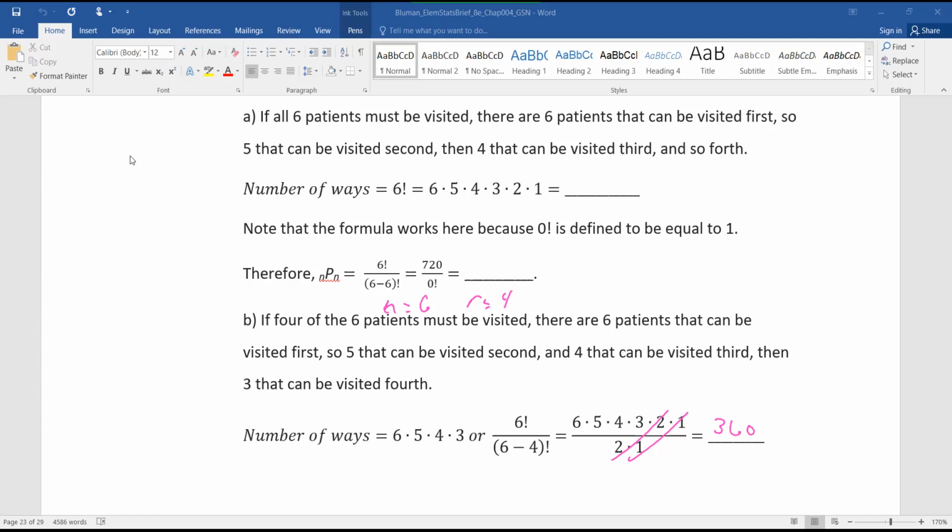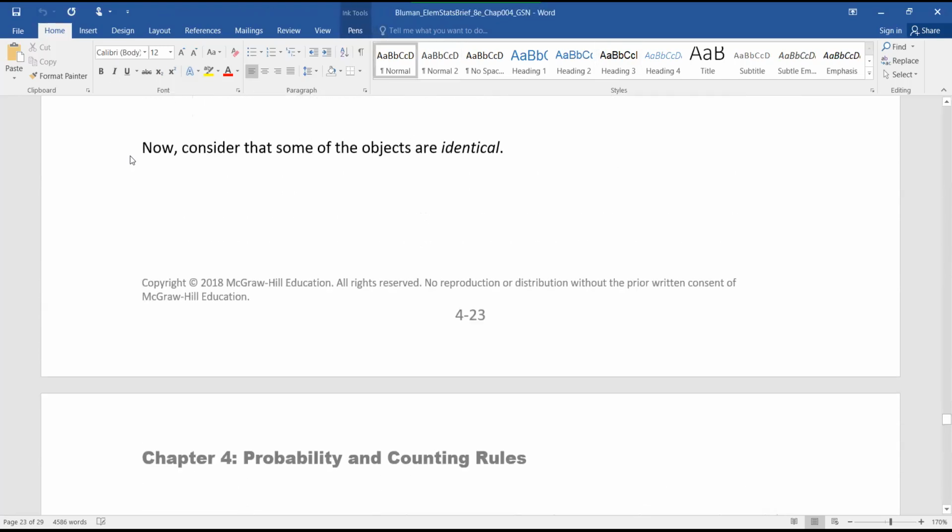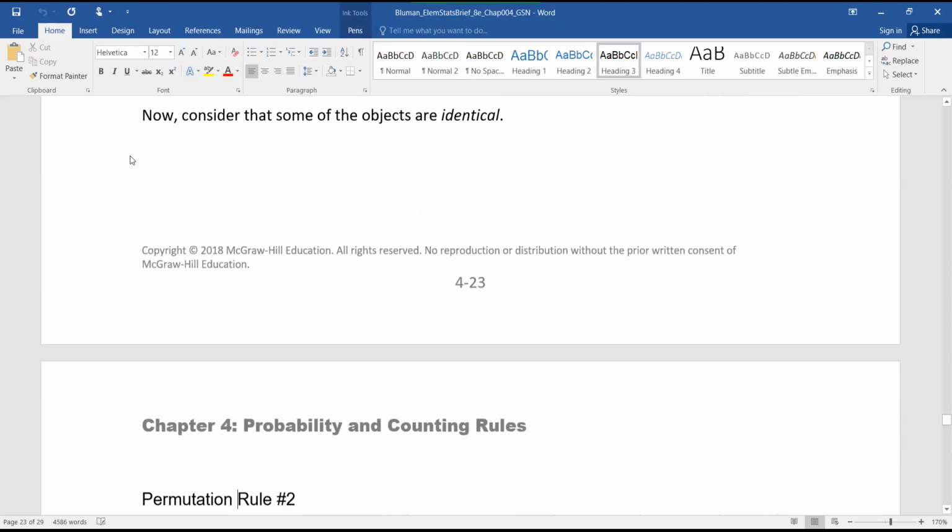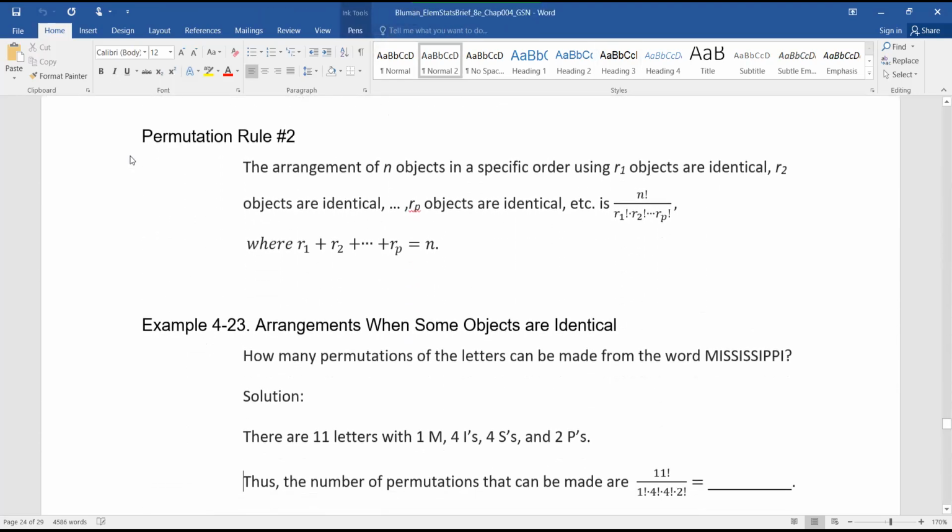All right, let's look at another permutation question. So now consider that some of the objects are identical. So permutation number 2, the arrangement of N objects in a specific order where R1 objects are identical, R2 objects are identical, all the way up to RP objects that are identical. Then you would get something like this, where it's N factorial divided by however many identical ones factorial, times however many of the second one factorial, times however many of the third factorial, where all of these repetitive things will still represent how many objects I had to begin with.